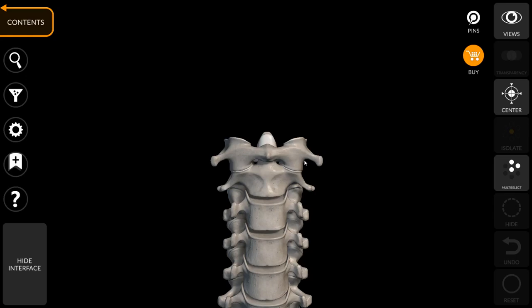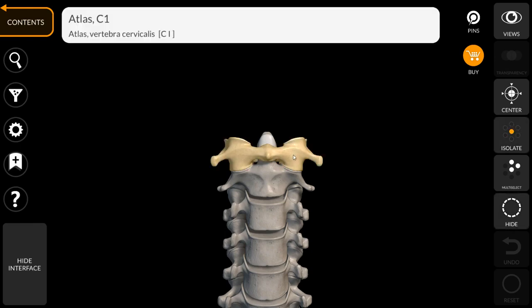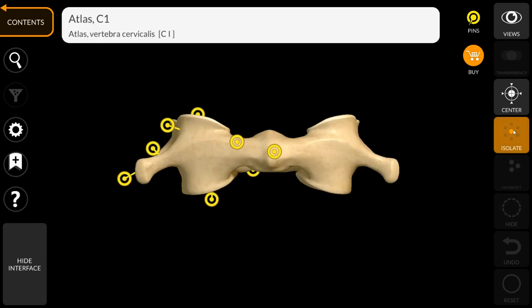For this video, we're going to be looking at the vertebral column. I'm going to look at all the different types of vertebrae, or at least try to. And for the first part, we're going to focus on the first two vertebrae of the cervical vertebrae. This first one is called the atlas.